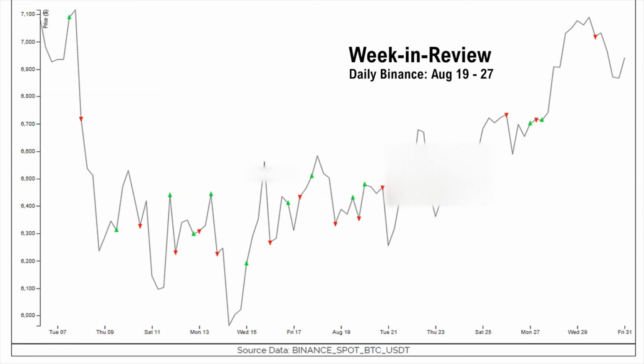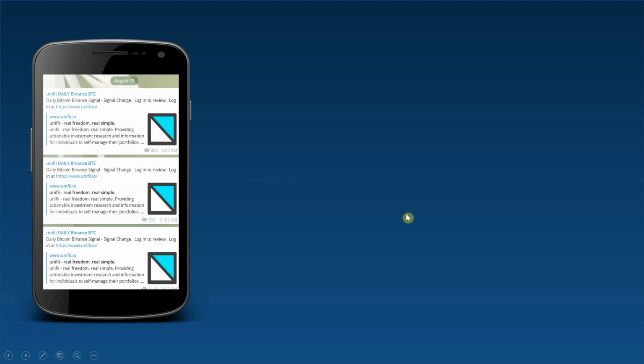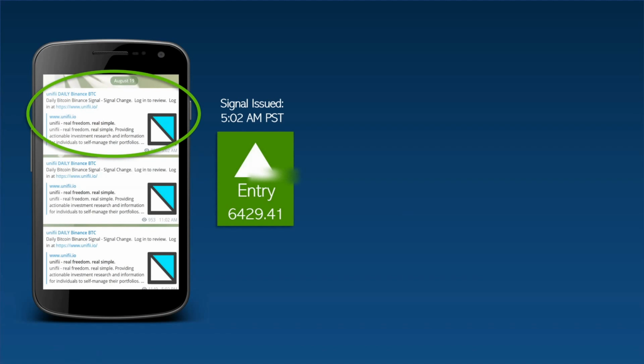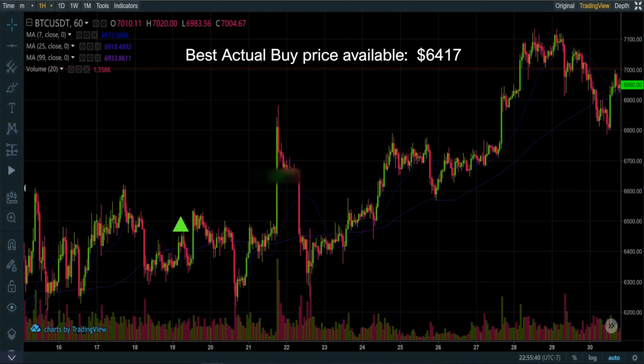This week in review is from, like I said, the 19th to the 27th, which is this period right there. First thing that happens, of course, on the 19th, we receive a signal on Telegram, and it is a buy signal, price 64.29, showing here in the Unifii back office. When you log in, the Binance chart, if you wanted to follow along, it would be right here.